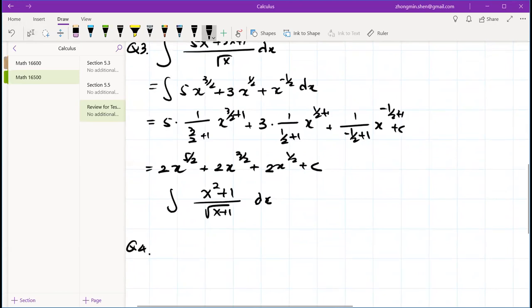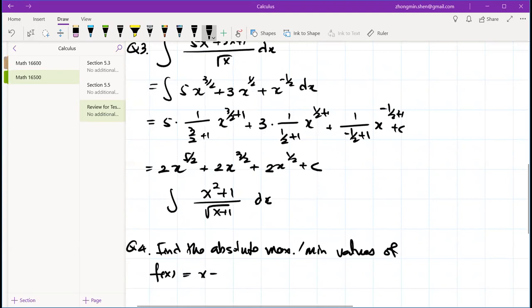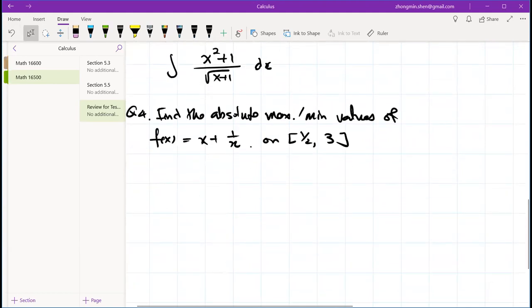The next problem. Find the absolute maximum and the minimum values of the function. And this is a function x plus 1 over x on the interval. Okay. Now, first of all, this function is defined on this interval. Okay. And it's continuous. So it must have an absolute maximum value and absolute minimum value.